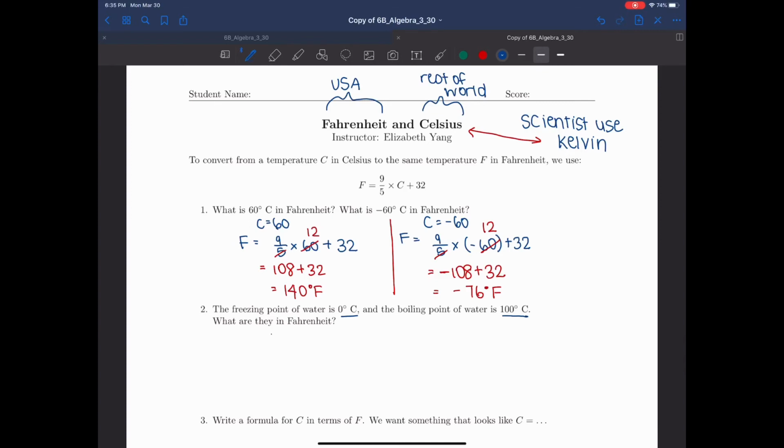So in this case, first one, C equals 0. F is going to be 9 over 5 times 0 plus 32. I love multiplying by 0. Everything just goes away. So we get 32 degrees Fahrenheit. So when you walk out in the winter and someone tells you, hey, it's 31 degrees right now, you know that's below freezing.